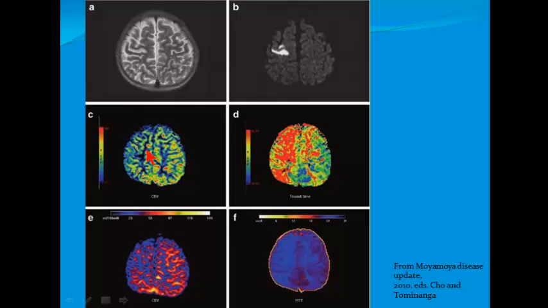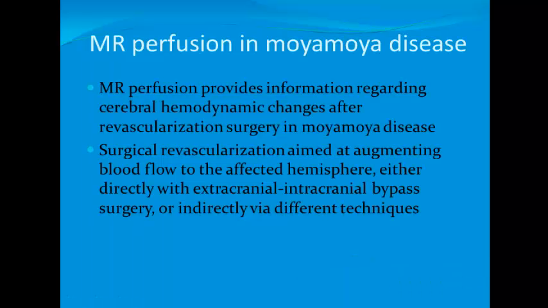Cerebral blood volume has been reduced a little bit in this area. However, the transit time has increased substantially, as illustrated both on ASL and also on DSC type imaging.